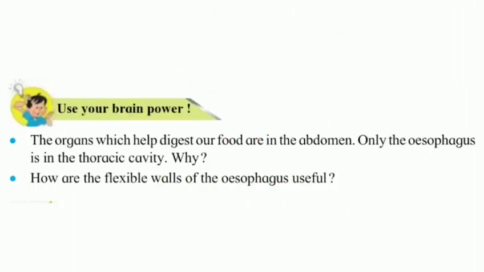Now students, coming to page number 70, use your brain power. See, the organs which help digest our food are in the abdomen. Only the oesophagus is in the thoracic cavity. Why? See students, we take the food through the mouth. After chewing it with the help of the teeth, the food is mixed with saliva. It then becomes a soft, moist ball. We gulp this and then send it to our stomach. For this purpose, there should be a tube taking the food from mouth to stomach.